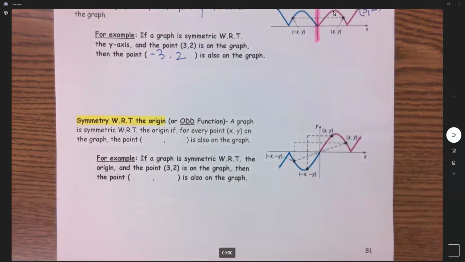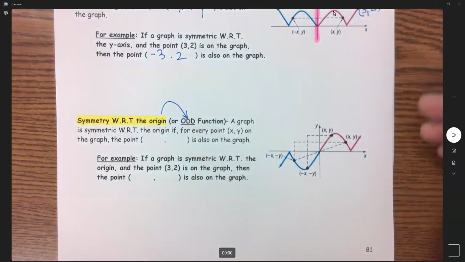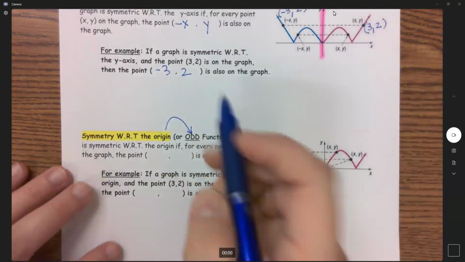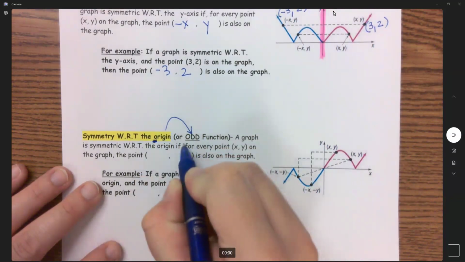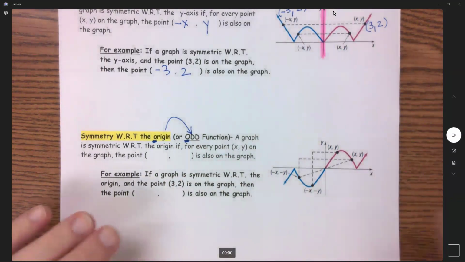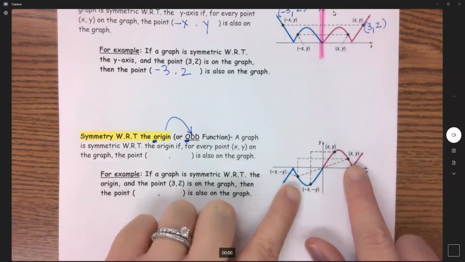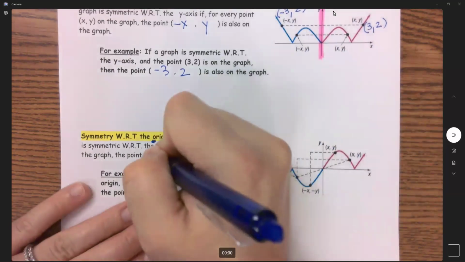Then our last type of symmetry is symmetry with respect to the origin. And if it has symmetry with respect to the origin, this is also known as an odd function. So this one is a lot easier to kind of put together. You can just remember O from origin, O for odd. And so if it is symmetric with respect to the origin or an odd function, it says that the graph is symmetric with respect to the origin if for every point xy on the graph, the point what is on the graph. So we can see if I have x comma y, then down here we have negative x, negative y.